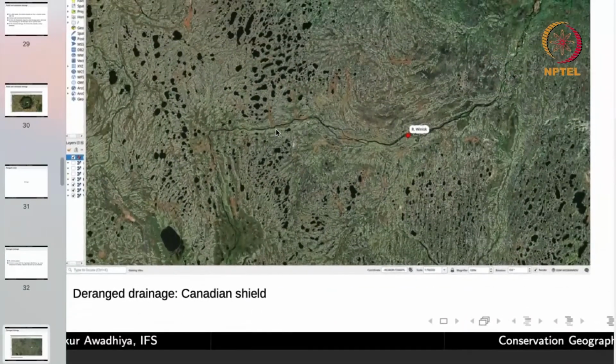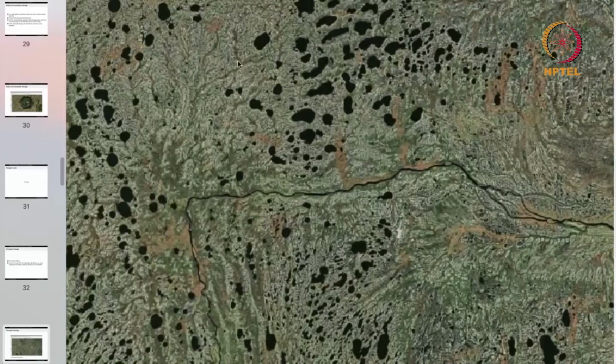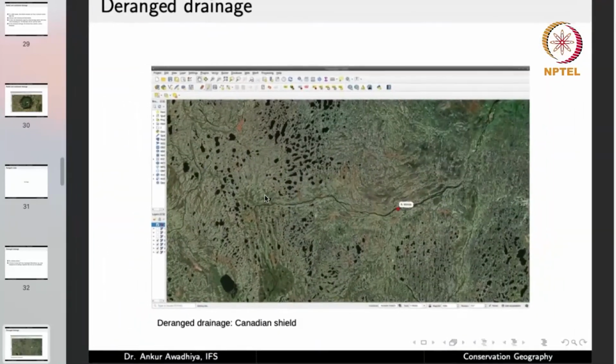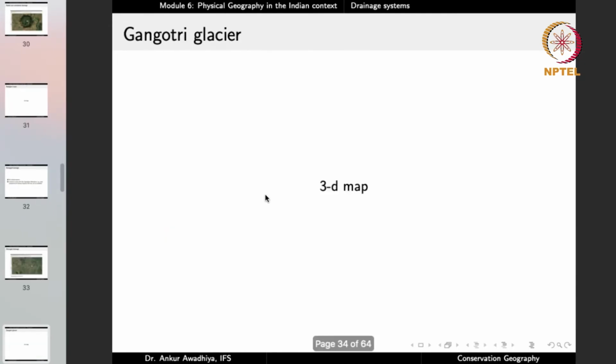So this drainage is not a dendritic drainage, this is not a parallel drainage, this is not a rectangular drainage. It is not a rectangular drainage because in certain areas you find a dendritic sort of pattern, in certain areas you find a 90-degree turn. And this area has not yet stabilized. So in such areas we find deranged drainage.